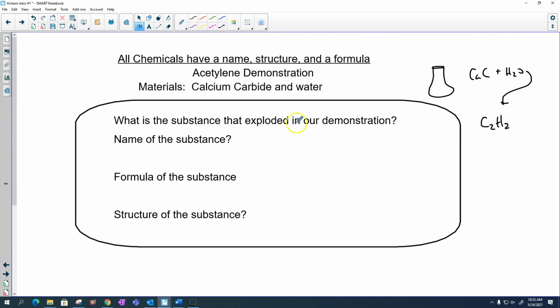So, what is the name of the substance that explodes? Acetylene. So it's acetylene. Now that's the common name, acetylene, like you use an acetylene torch, acetylene welding.